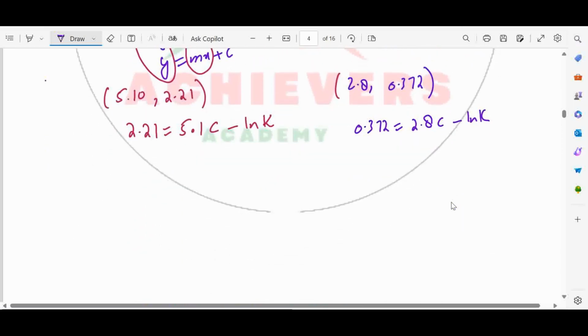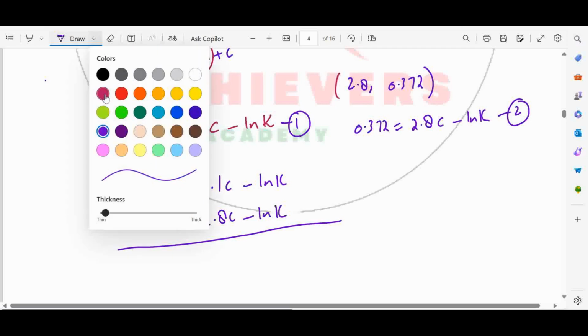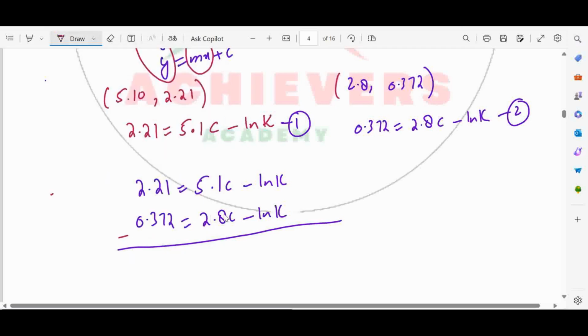Okay. Now we have two equations and two unknown variables. We need to solve them simultaneously. So let's subtract these two equations. 2.21 is equal to 5.1c minus natural log of k, and the other one is 0.372 is equal to 2.8c minus natural log of k. If we subtract these two, this will be negative and positive, so we can cancel out these two.